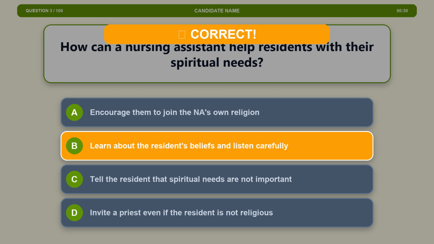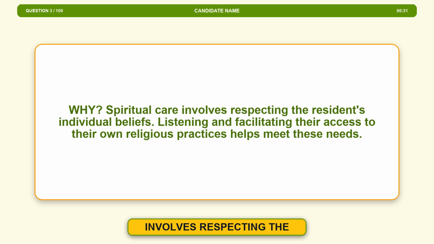The correct answer is option B. Learn about the resident's beliefs and listen carefully. Spiritual care involves respecting the resident's individual beliefs. Listening and facilitating their access to their own religious practices helps meet these needs.